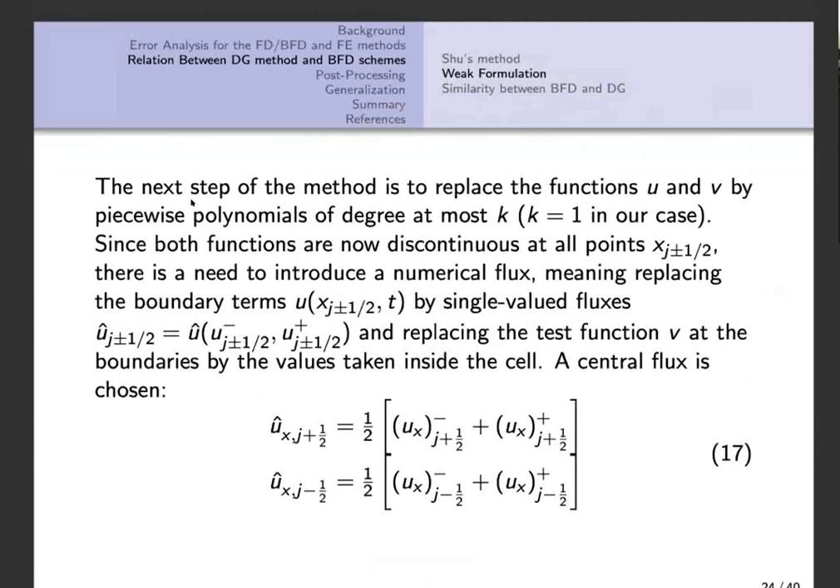We took linear polynomials. Since both functions are now discontinuous at the boundary points j plus minus half, we need to introduce a numerical flux. The flux that was taken in Zhang and Shu's article is a central flux, since we are talking about the heat equation, and there is no direction in the flow of information, so a central flux can be chosen. This is not the only possibility.